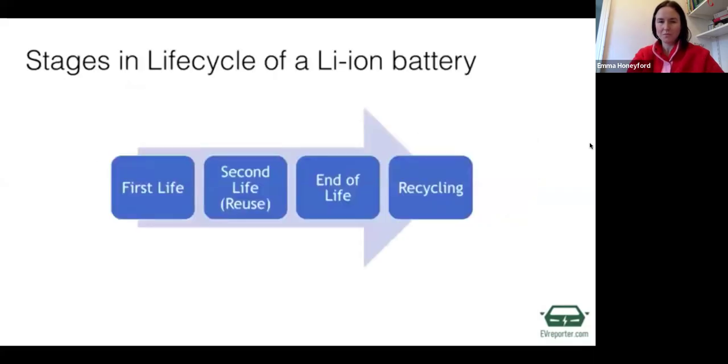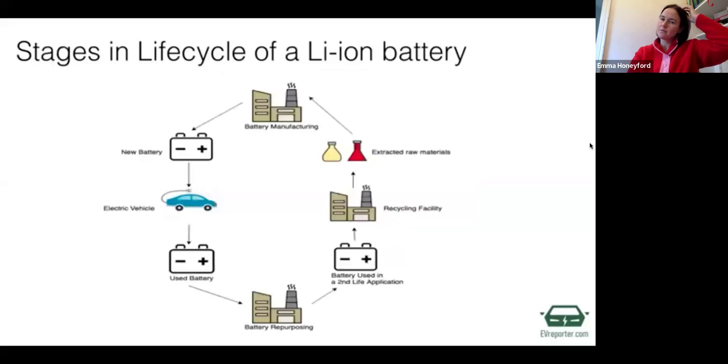There are 4 stages in the life cycle of lithium-ion batteries. First life, that is the original application the battery was produced for, for example, an electric vehicle. Second life, that is to repurpose the used battery for another, less intensive application. End of life and recycling, that is to recapture the valuable constituent materials of the battery. This is what the circular life cycle of the battery would look like.